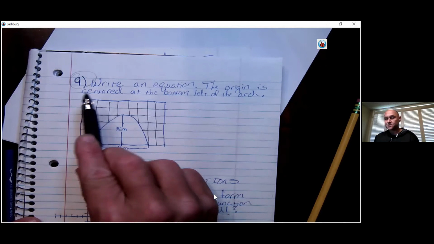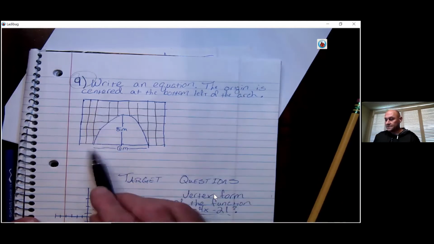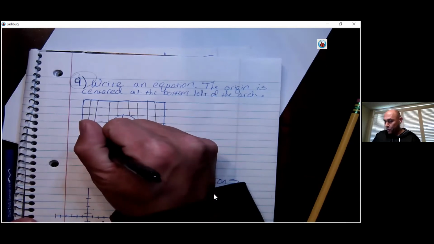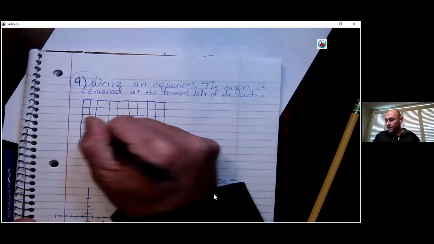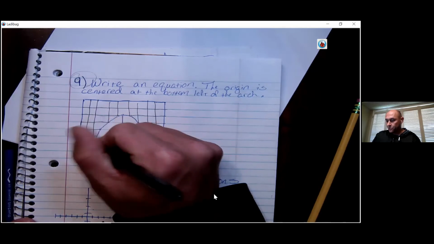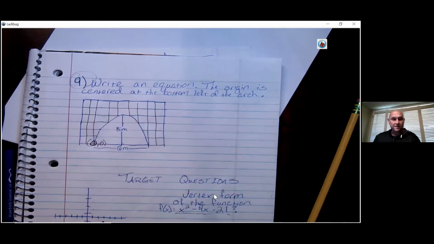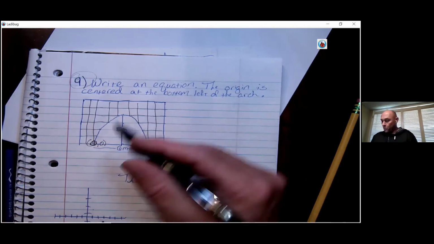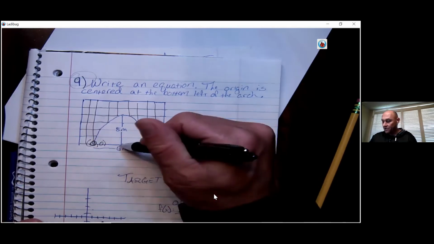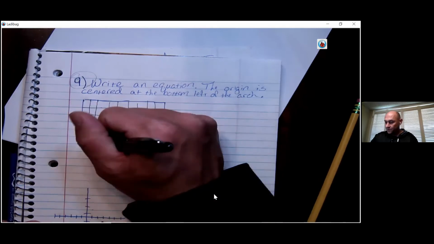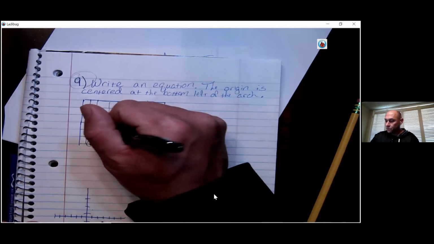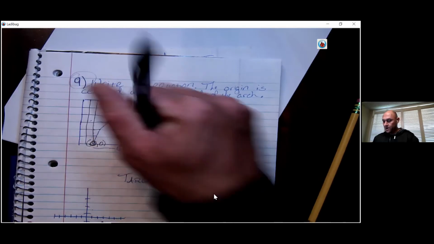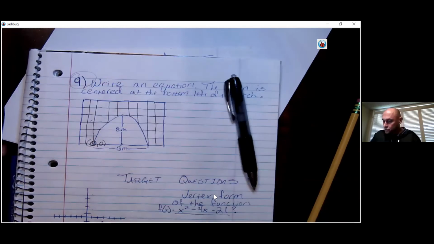This tells me that my origin is at the bottom left corner of the arch. So right here, that point is 0, 0. That's my origin. Now we know that the y value of the vertex is 8. If I went up here 1, 2, 3, 4, 5, 6, 7, 8, this would be where 8 is.